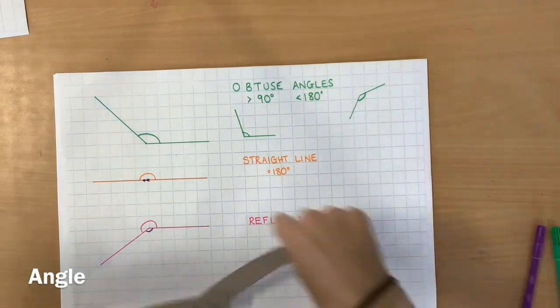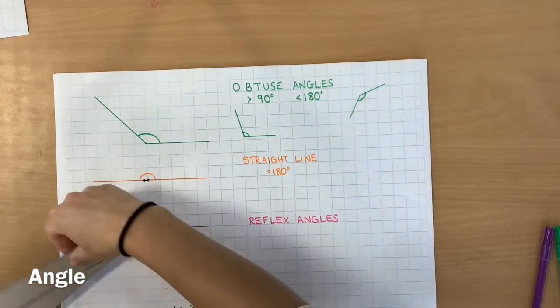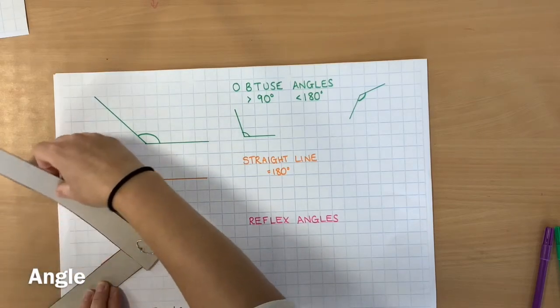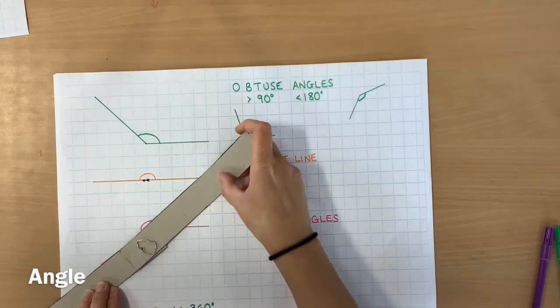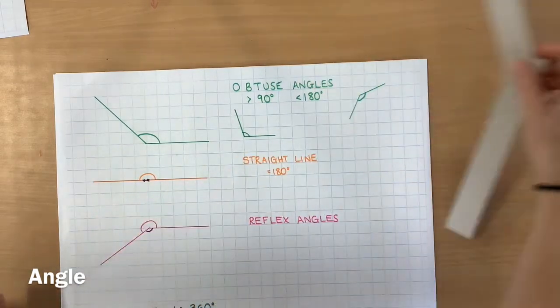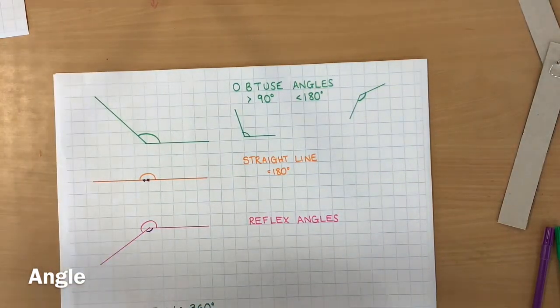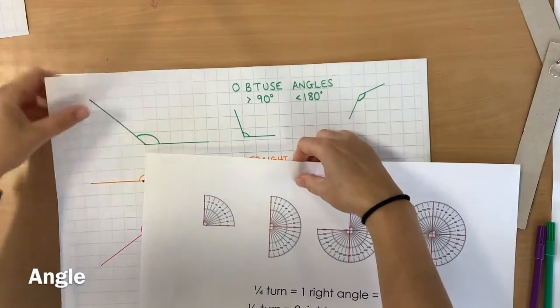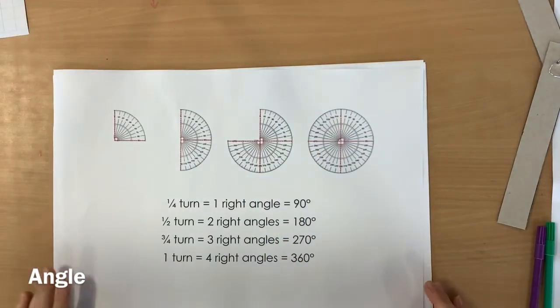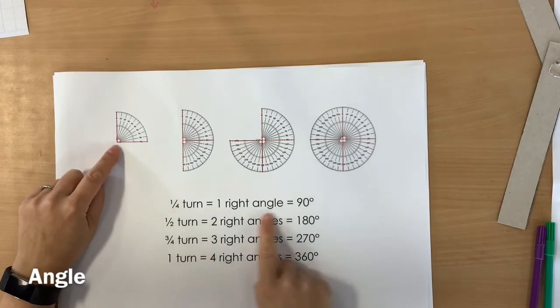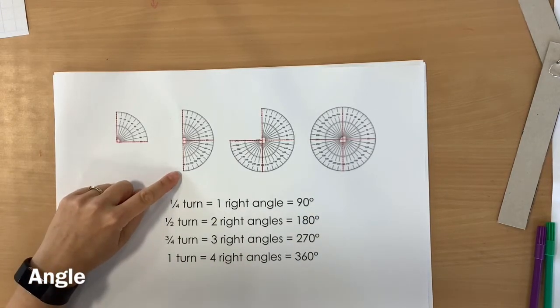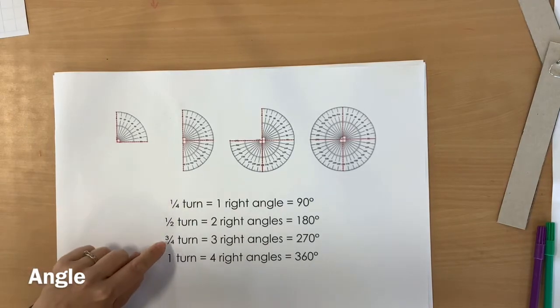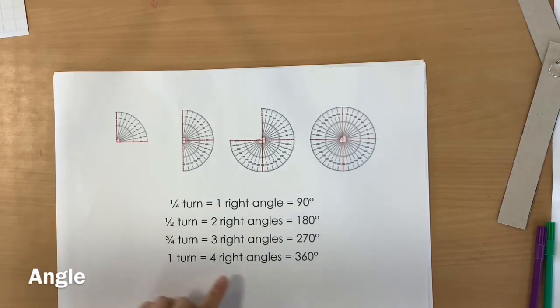So if I was turning my angle measurer, just do that like this, I've got a quarter turn, a half turn, and then a little bit further. Okay, so that's a reflex angle. And 360 degrees, of course, is a complete turn. Just got a little recap of those for you so you can see. A quarter turn here is 1 right angle or 90 degrees. A half turn is 2 right angles, 180 degrees. 3/4 turn is 3 right angles or 270 degrees. And 1 complete turn is 4 right angles and 360 degrees.